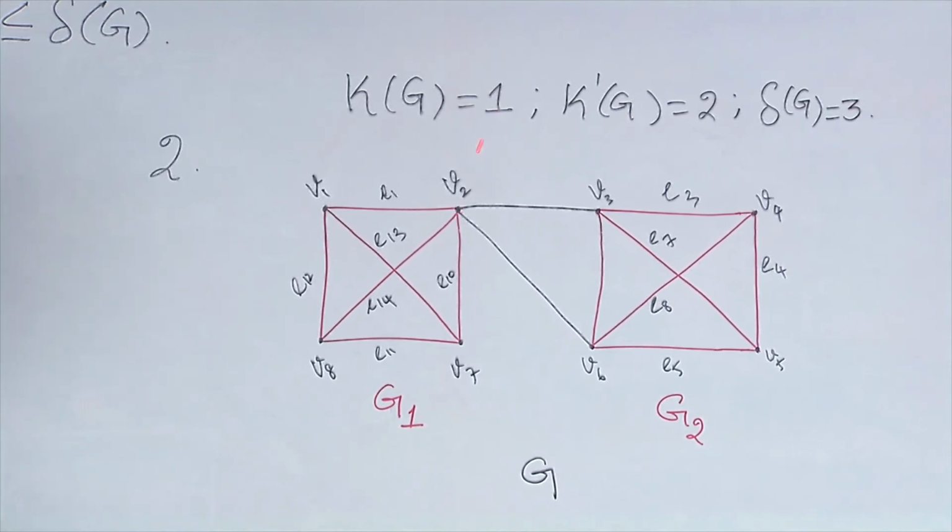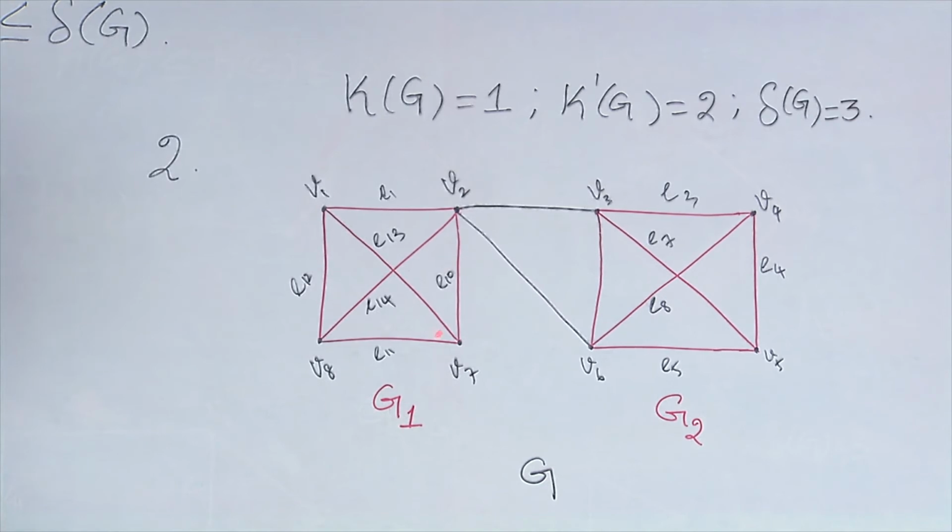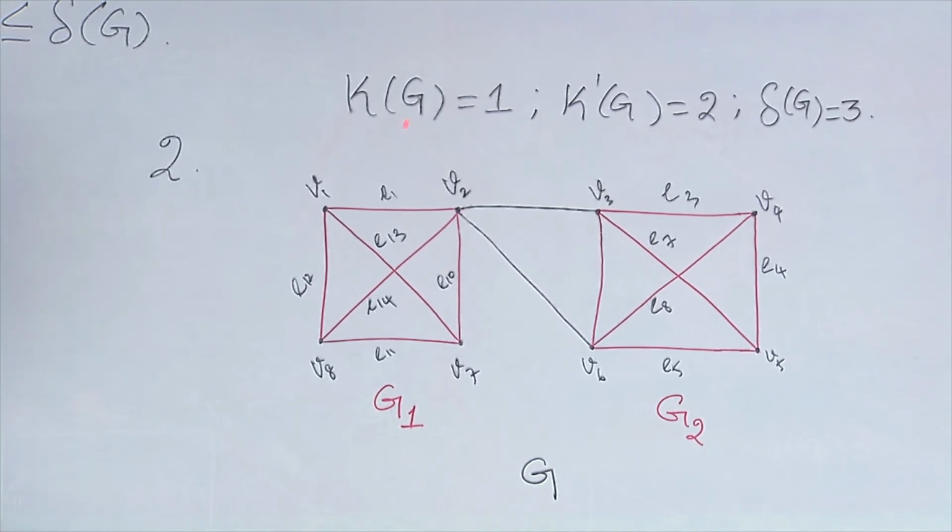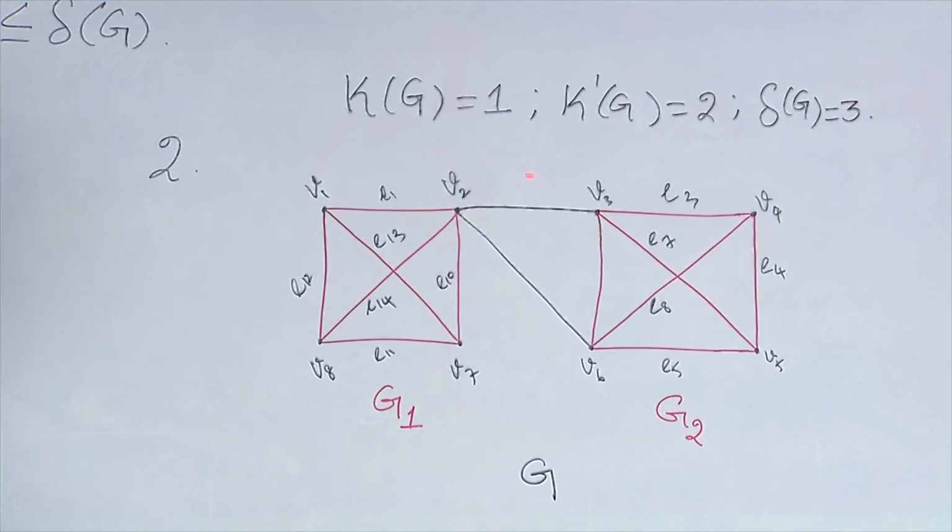If I remove this vertex, again the graph will become disconnected. That gives me connectivity equal to 1. So, in a similar procedure, we can also develop a graph for any kind of A, B, C that satisfies this inequality, that is connectivity is equal to A, edge connectivity is equal to B, delta of G is equal to C is given. We can draw a graph by choosing suitable vertices and edges.